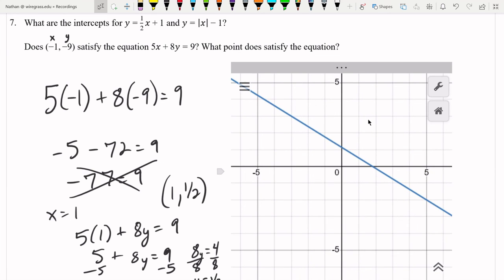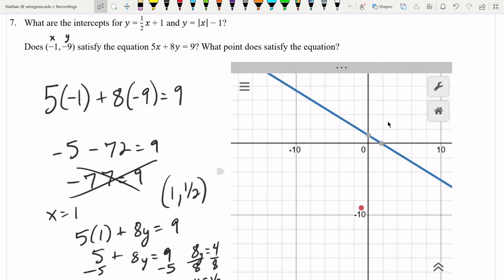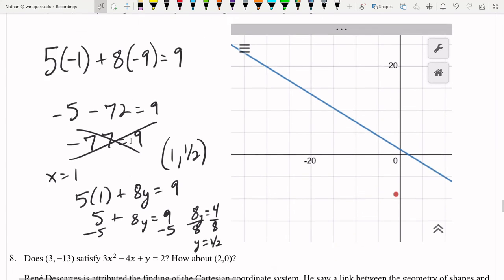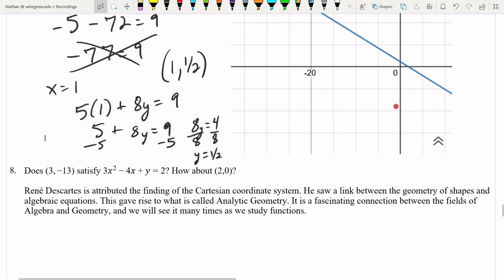And so for other points that satisfy it, well, just drag the line. All of these points satisfy the equation. So any one of these things, there's of course infinitely many of them. This is a continuous relation. There's just so many points to choose from. Okay, give number 8 a try.